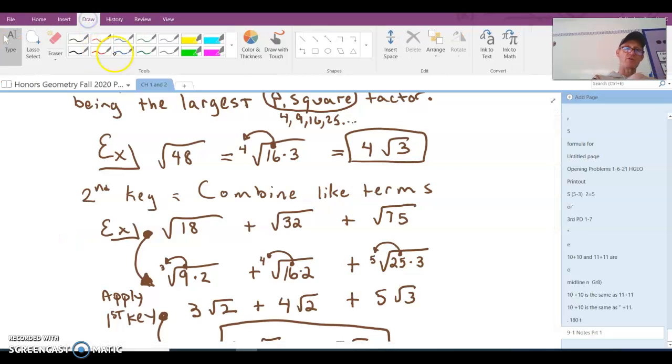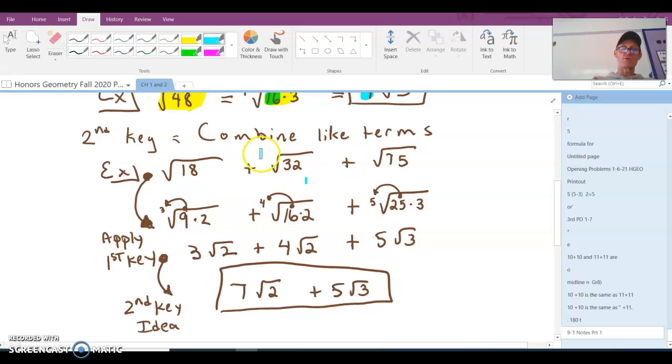If I have a problem like the square root of 48, the square root of 48 can be written as the square root of 16 times 3, which is equal to 4 times the square root of 3, because this 16 inside the square root comes out as a 4. The second key idea is to combine like terms, like the square root of 18 plus the square root of 32 plus the square root of 75. After I apply the first key idea to the square root of 18, and I write it as 9 times 2, out comes a 3. 16 times 2, out comes a 4. And 25 times 3, out comes a 5.